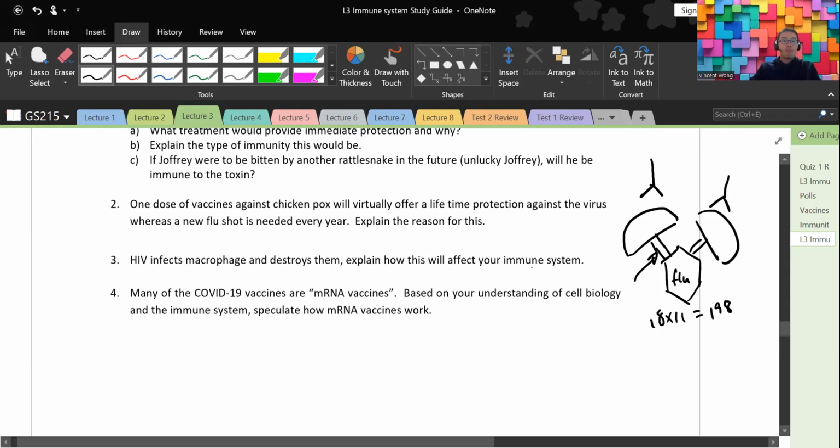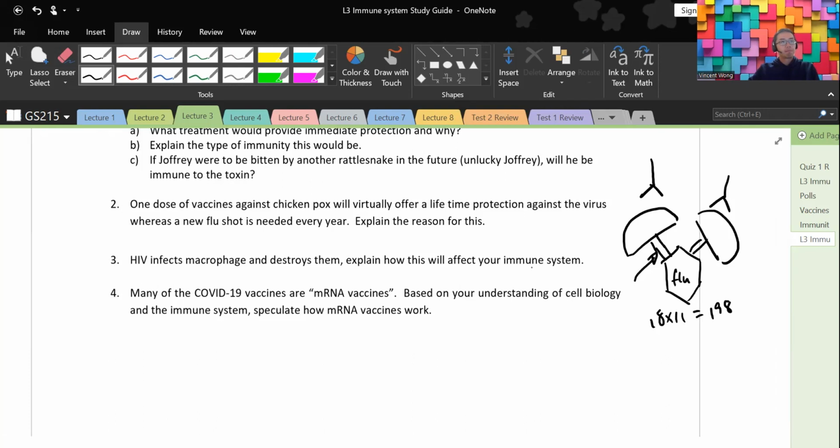If you destroy all the macrophages, what's going to happen to your immune system? Anybody? That's why we are susceptible to other diseases, because no immune system. Yeah, that's a good start. And anyone else want to add to that?